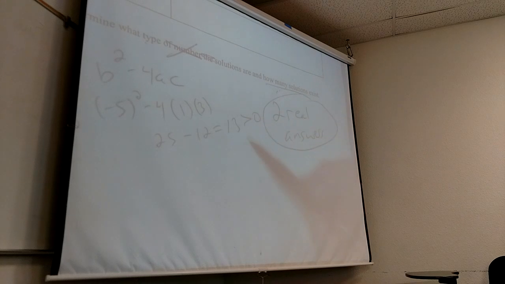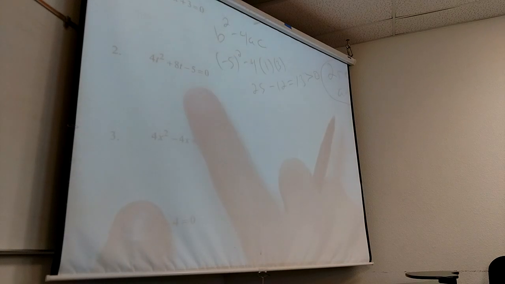What would have happened if there had been 2 complex answers? This should come out to be a negative number. If the answer you get from b squared minus 4ac is negative, that means you're taking a square root of a negative number, you will get imaginary parts of answers, right? You get complex answers. So look at number 2. Try to do number 2. What type and how many?